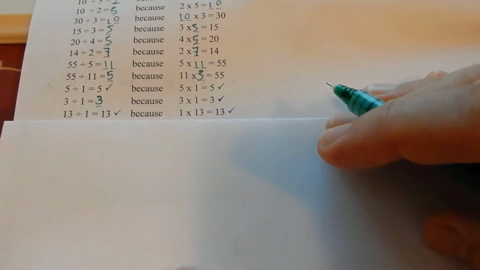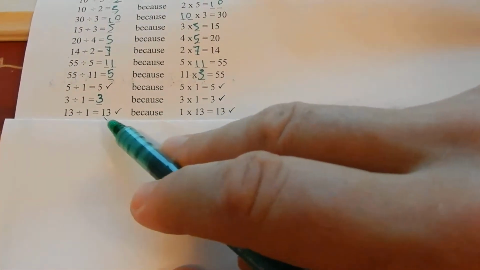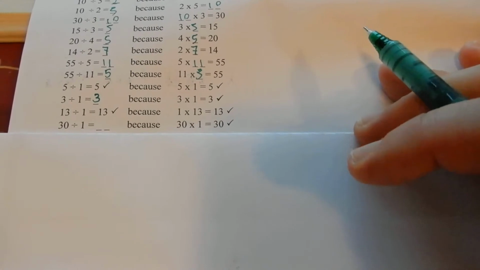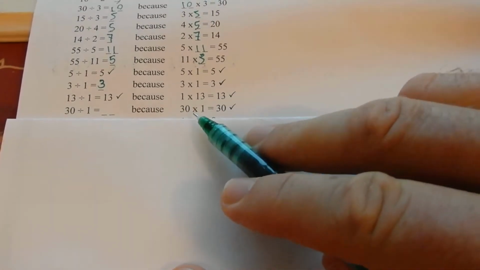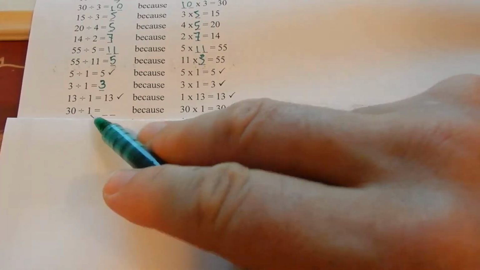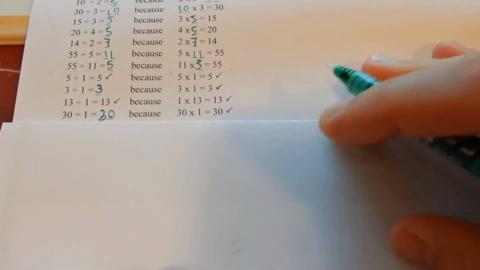Because 1 times 13 is 13, we know that 13 divided by 1 is 13. Because 30 times 1 is 30, we know that 30 divided by 1 is 30. You divide by 1, you get the number back. Times by 1, you get the number back.